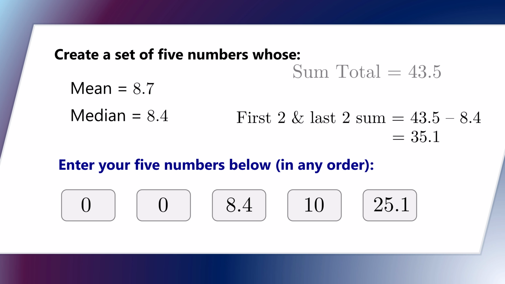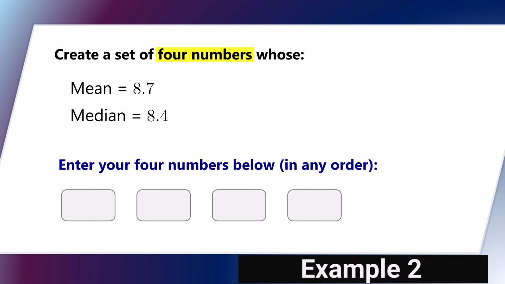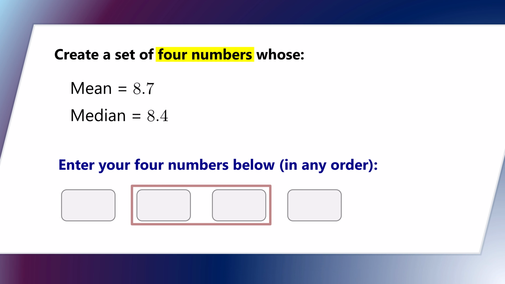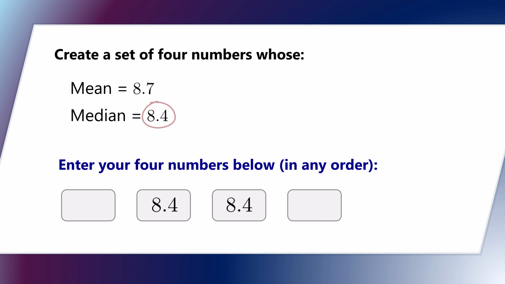Now, what if we wanted a set of 4 numbers instead? When a set is even, the median is the average of the 2 middle values of sorted data. The easiest way to handle this is to make both middle observations 8.4.